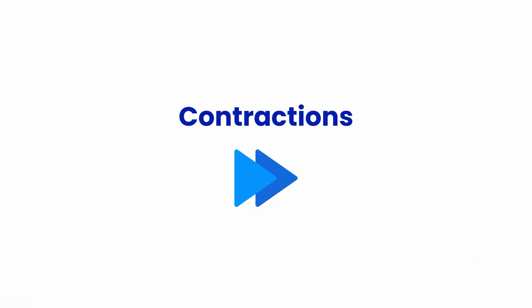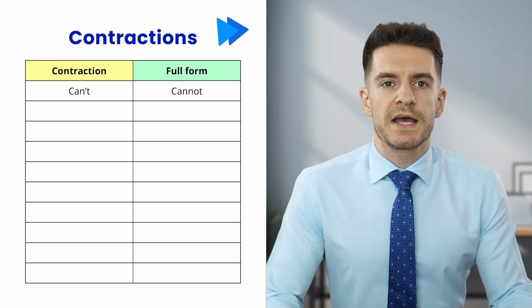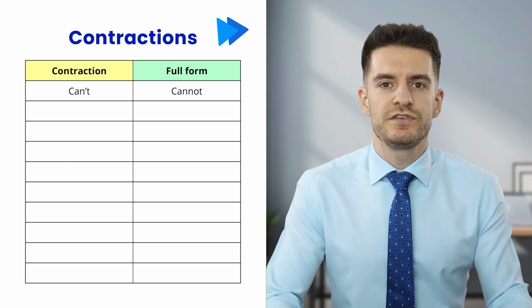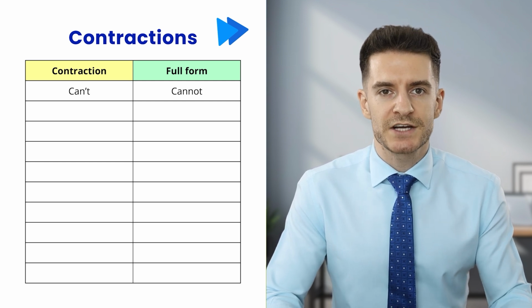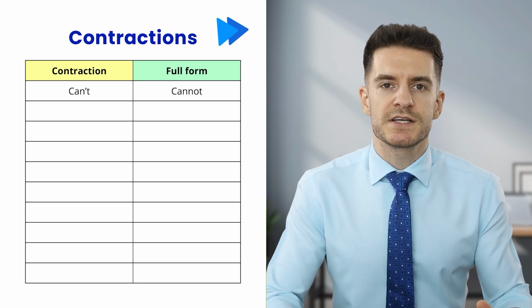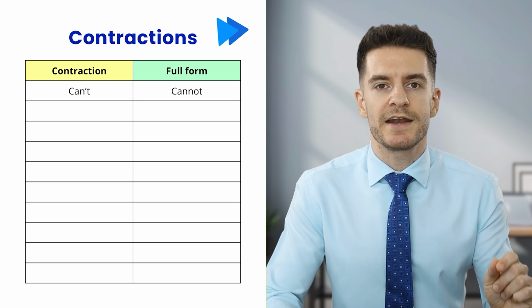Another type of word you should avoid is contractions. Now, what are contractions? Well, contractions are shorter ways to say two or more than two words together, like saying don't instead of do not. So here's another example, saying can't instead of cannot. So let me show you 10 more examples of contractions that you should not use in IELTS writing, because contractions are a bit informal and they're more suitable for spoken language rather than written.